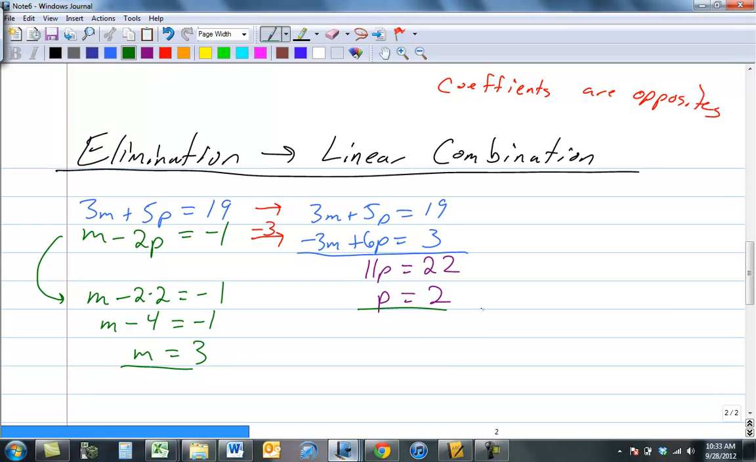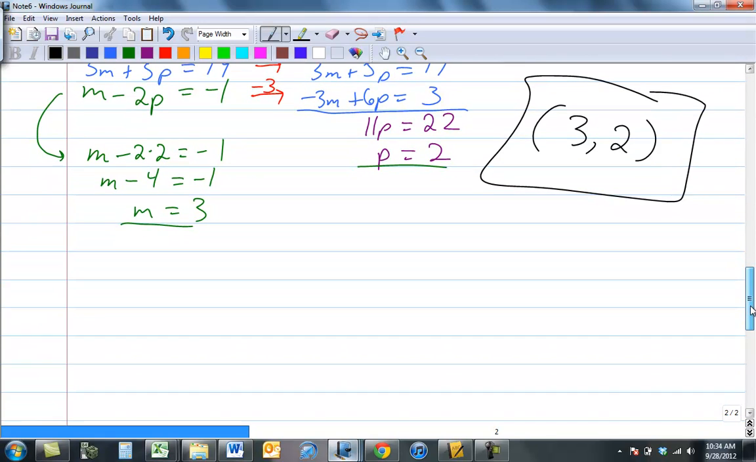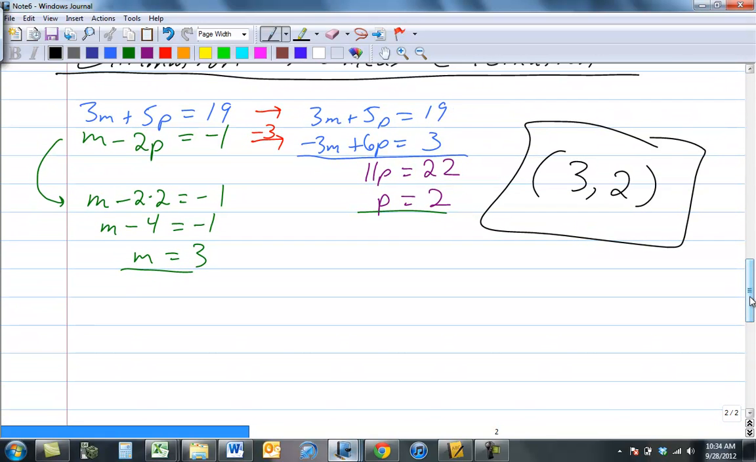So we got our p value, we got our m value. We got both of these. So how do we write our answer? This is an xy, Smith. Here's the thing. If it's p and m, the way I want you to write it is in alphabetical order. So A, B, F, G, H, I, J, K, L, M, N, O, P. So m comes first, then comes p. Alphabetical order. My answer is 3, 2. All right, so elimination, that should be review. Let's try one more.